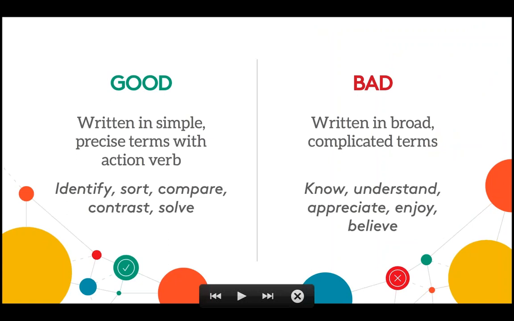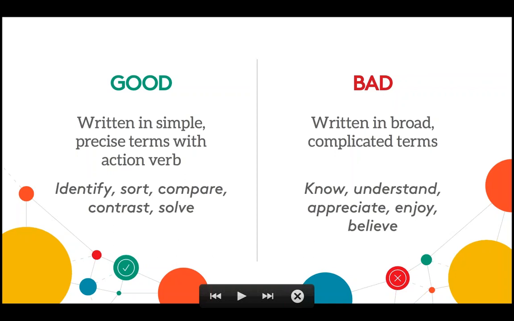So right here, I've got the good and the bad. What we want to do is establish what a good verb is. We said, at the end of the course, the students will... And what are they going to do in your course? So what makes a good verb for a good performance objective? A good verb should be simple.